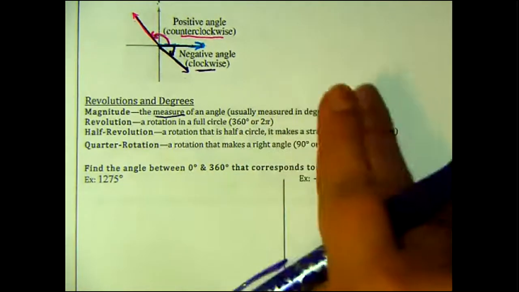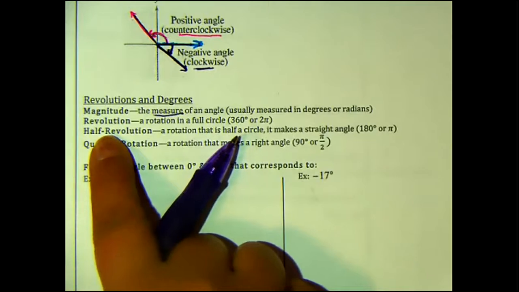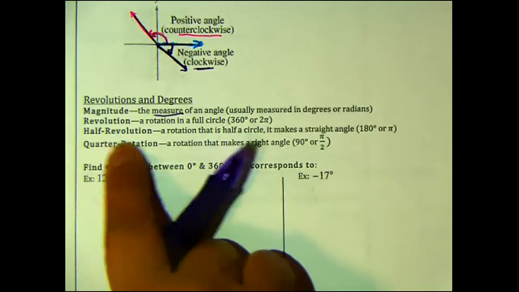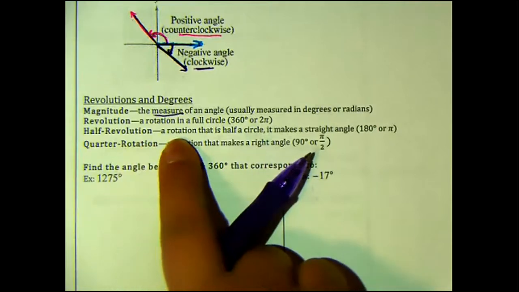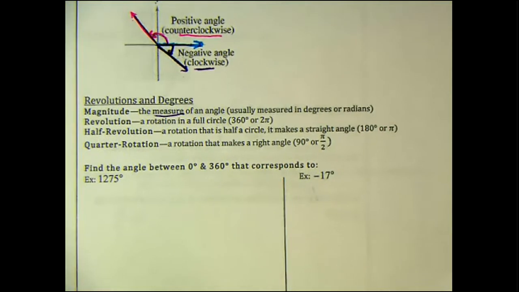So a full circle. And then of course we go into some more detailed and almost intuitive words. Half revolution, right? That means that's a rotation that is half of a circle, so it makes a straight angle, 180 degrees or pi. You guys remember? And then you have a quarter rotation or revolution, which is a rotation that makes a right angle, so 90 degrees or pi over 2 radians.